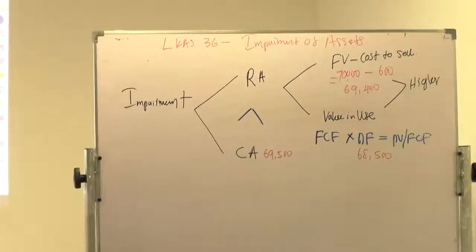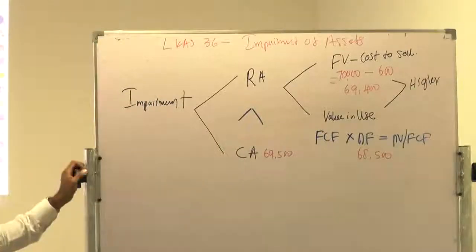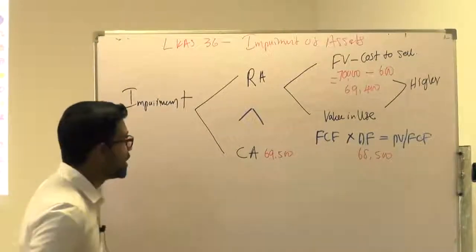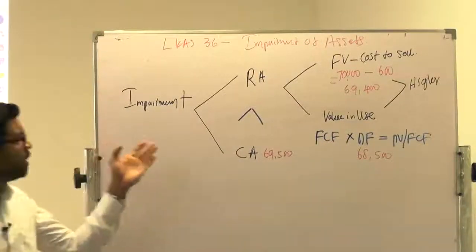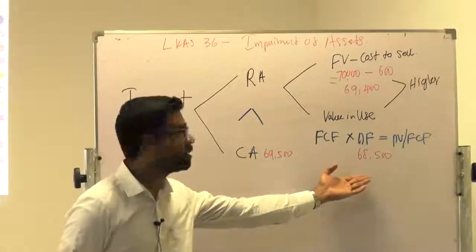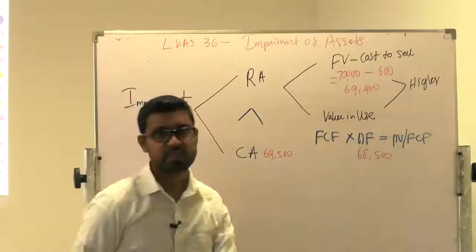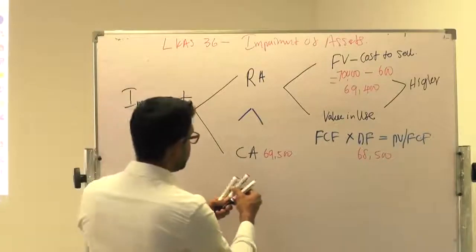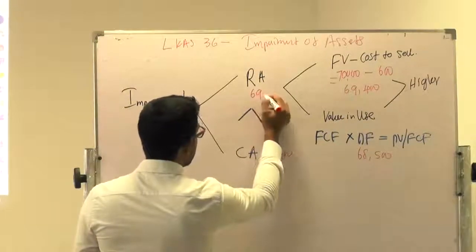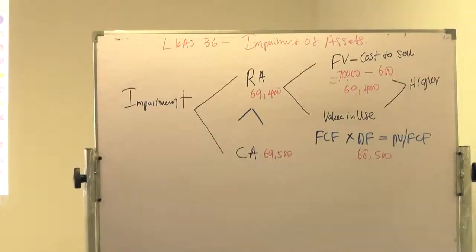Don't forget that. When you compare fair value less cost to sell and value in use, you have to take whichever is higher. With numbers you can see: 68,500, but 69,400. Definitely, you will take 69,400. So your recoverable amount is 69,400. This is the maximum amount you can recover from this asset.